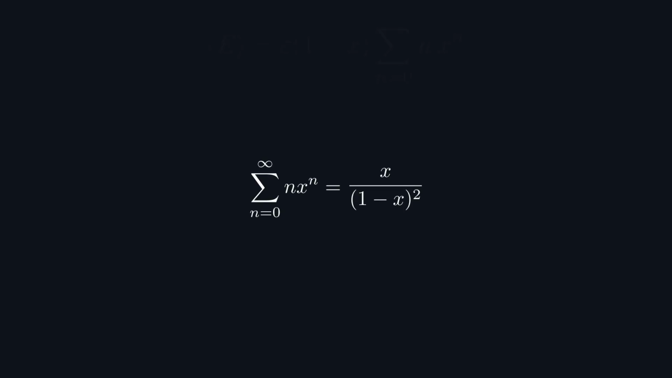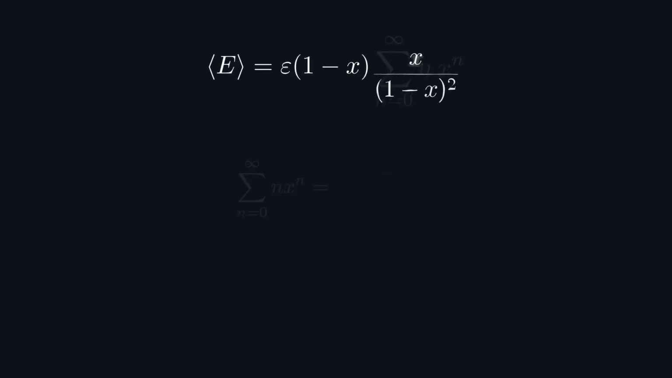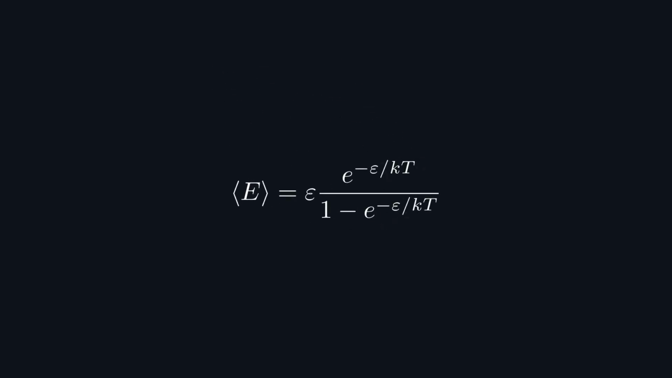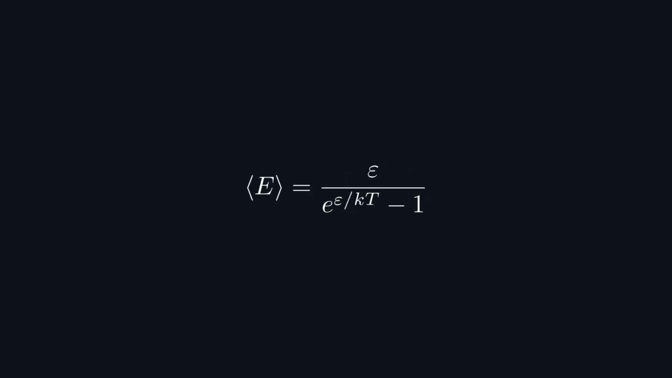So, we can now plug this geometric series identity into the average energy equation. This then cancels down into the simple equation, epsilon multiplied by x over 1 take x. Now if we plug back in the true value of x that we had assigned earlier, the exponential that acted as a constant, we get this equation, which then simplifies into our final average energy equation when energy is discrete instead of continuous. The average energy equals epsilon over e to the power of epsilon over kT minus 1.